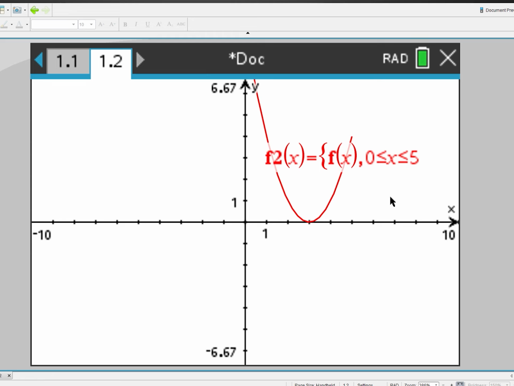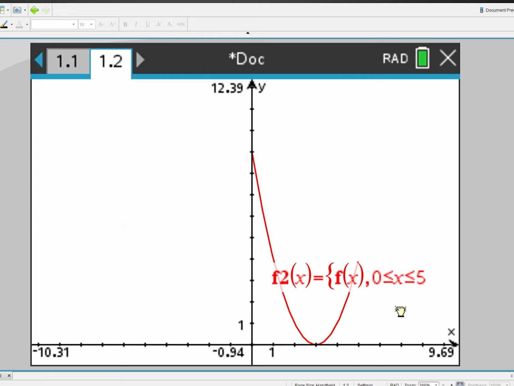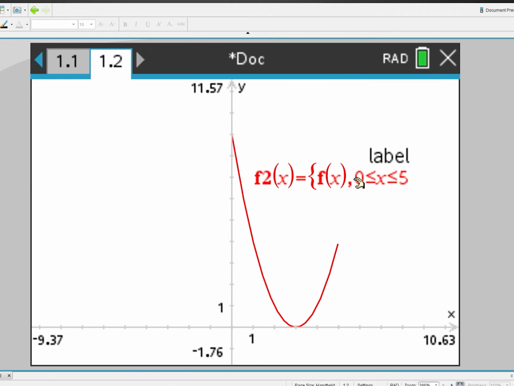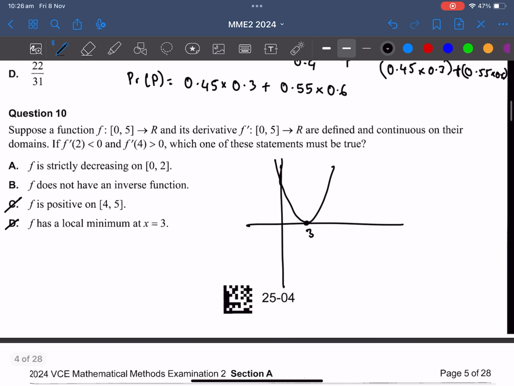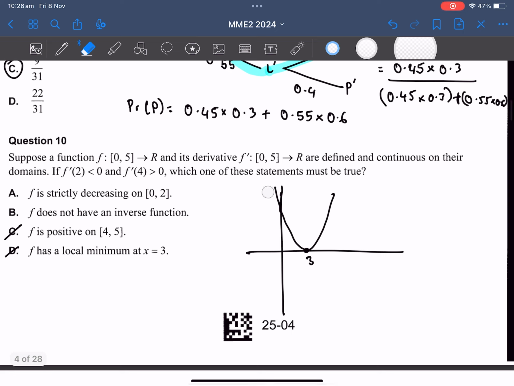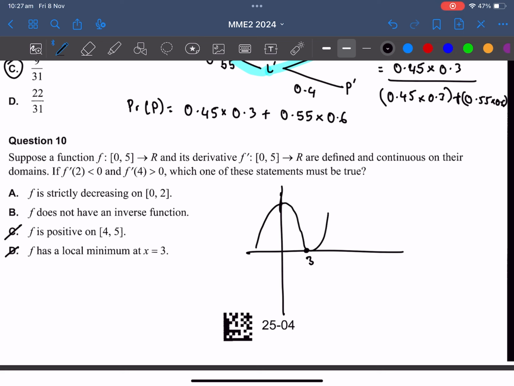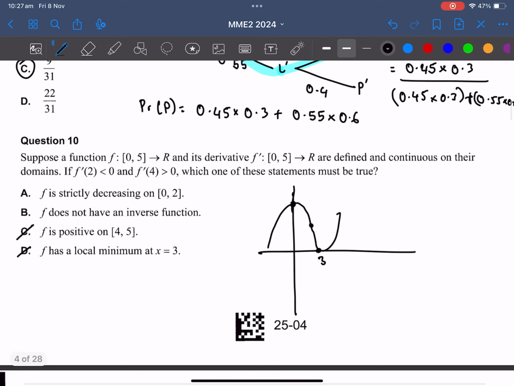Okay, so I think it's the inverse function that it wouldn't have because this is the way I've drawn it, right? So if, for example, we had something like this drawn from 0 to 2, you get what I mean, right? It's not necessarily has to be decreasing on 0 to 2, so that is out as well. Yeah, I think the best one is does not have an inverse.